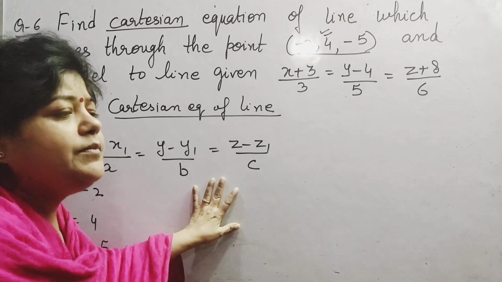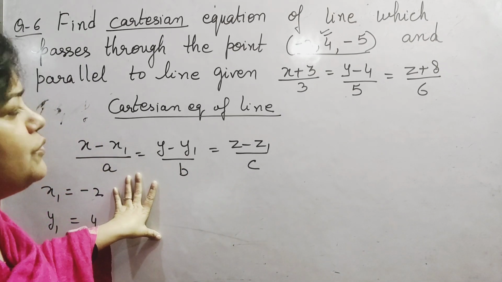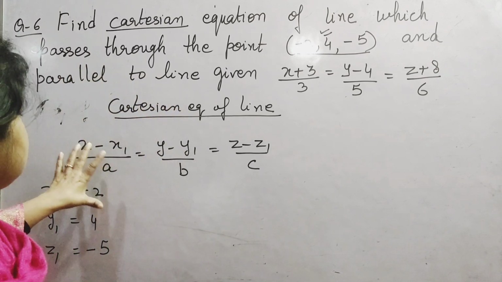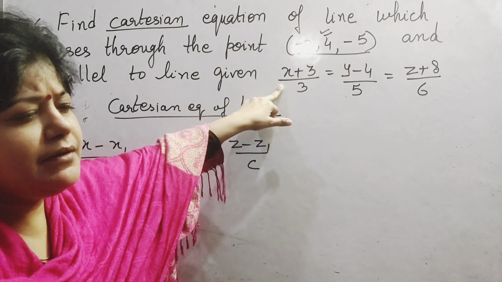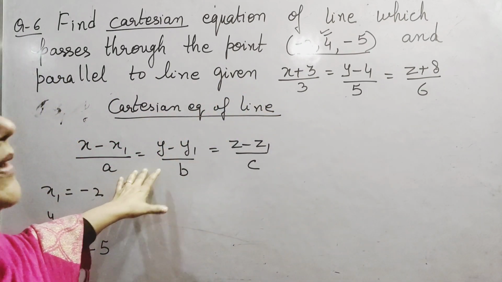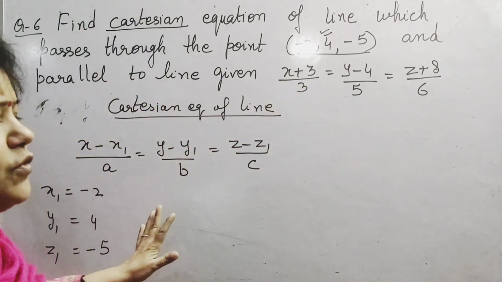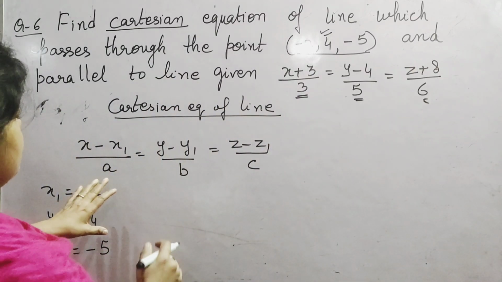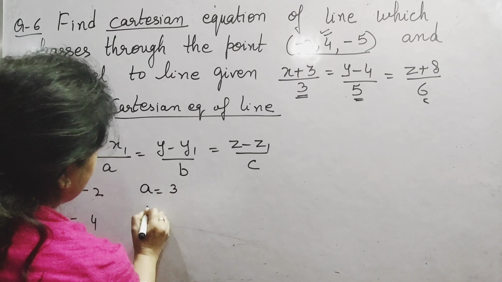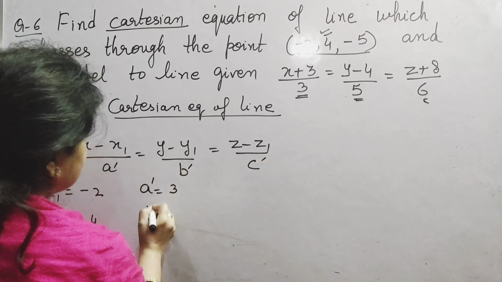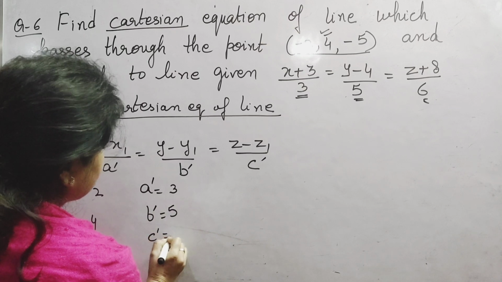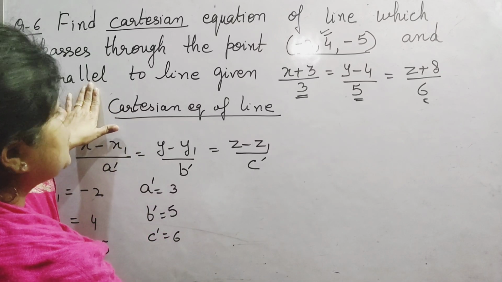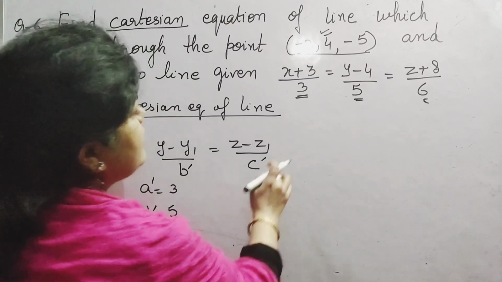Now what are the values of a, b and c? We calculate these values from the line which is given to us, because this new line is parallel to the given line. Whenever a line is parallel to a given line in Cartesian form, these a, b, c are the same. So the value of a becomes 3, b is 5 and c is 6. So ultimately it is solved. When we have to write the Cartesian equation of a line parallel to a given line, we take these things the same.